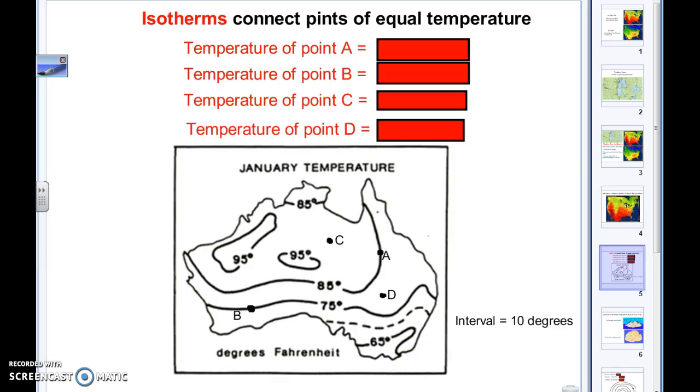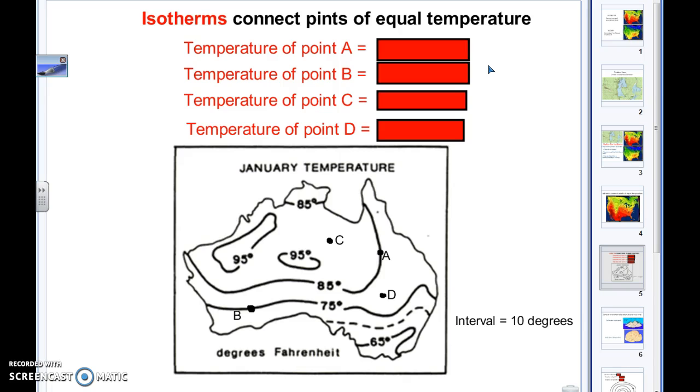Here's another map of isotherms. This map is representing January temperatures in degrees Fahrenheit for a particular location. Typically, you can see here that the isotherms are counting in a regular interval. The interval here is an interval of 10. It goes 65, 75, 85, 95. Now let's determine the temperatures for these particular locations listed. We have location A, B, C, and D.